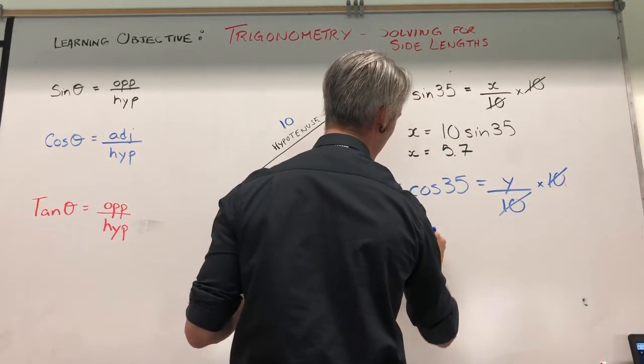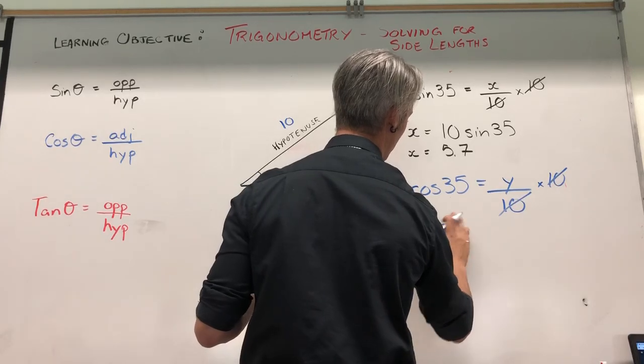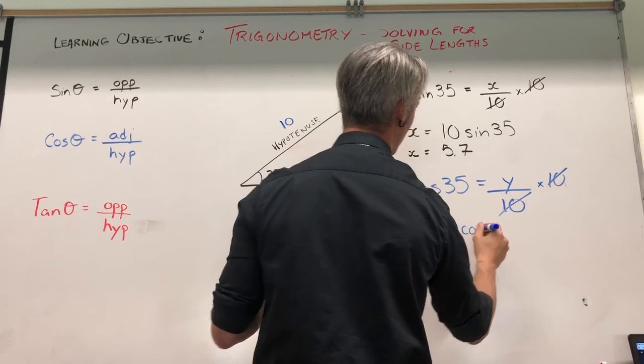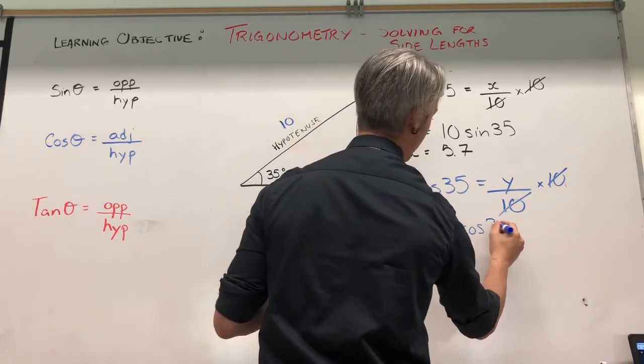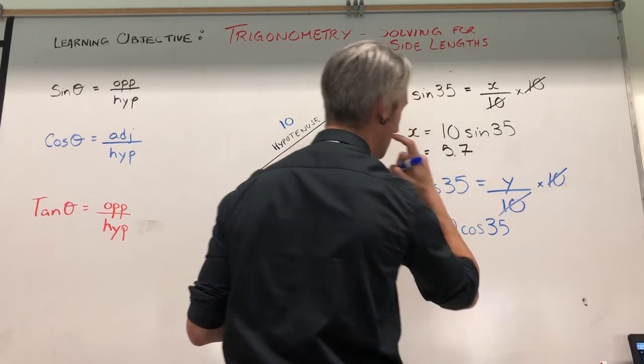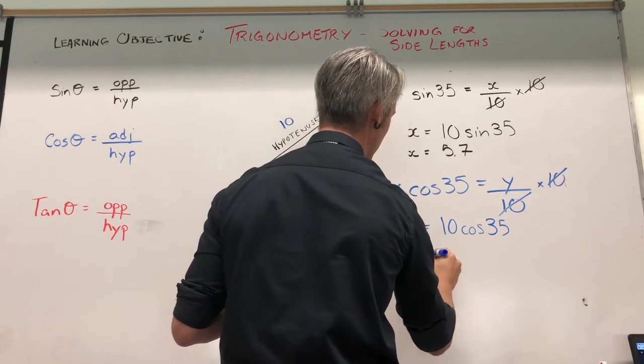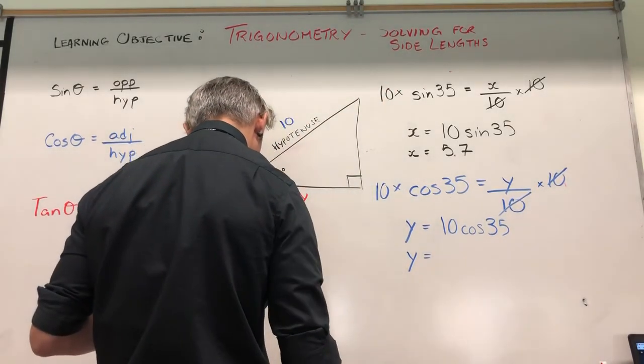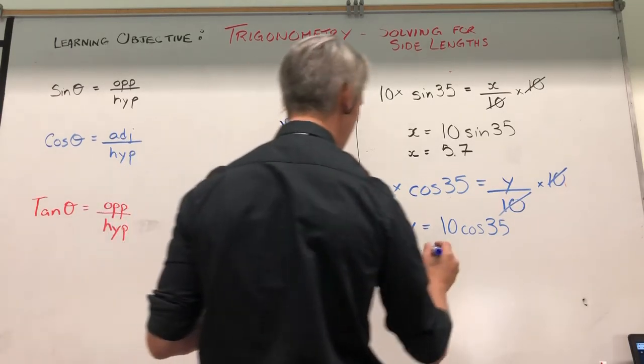And then now y is equal to 10 cos of 35. I put that into my calculator, so 10 cos 35, and it gives me 8.2.